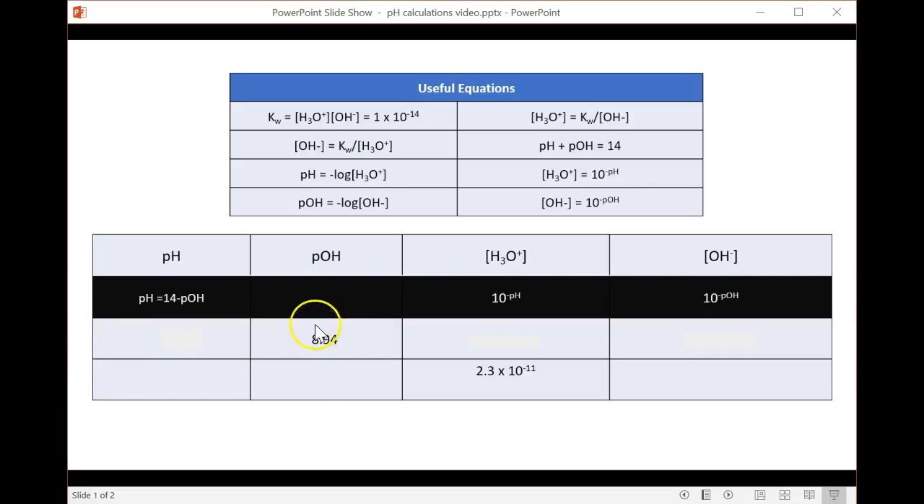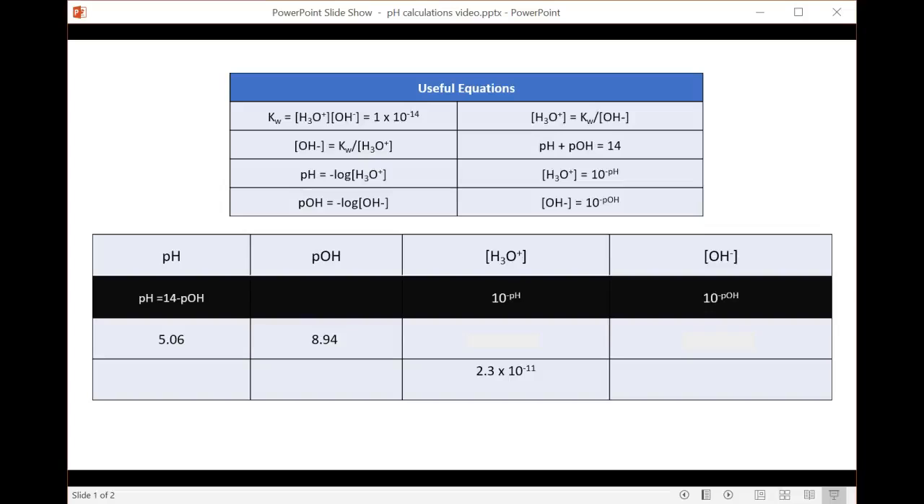So on this first line, I've given you a value for the pOH of 8.94. From this number, I expect you to be able to calculate the remainder. So let's look at some of these equations. So for the pOH, I'm going to go to pH first. It says up here pH plus pOH is equal to 14. So I can rearrange that and get this equation where it says pH is 14 minus pOH. So 14 minus 8.94 turns out to be 5.06.